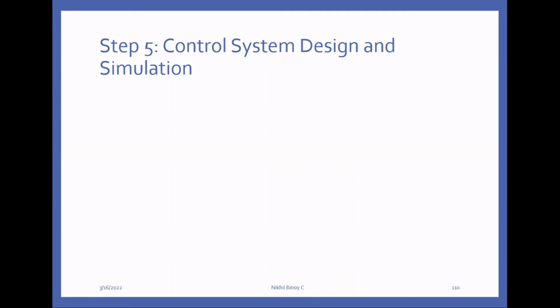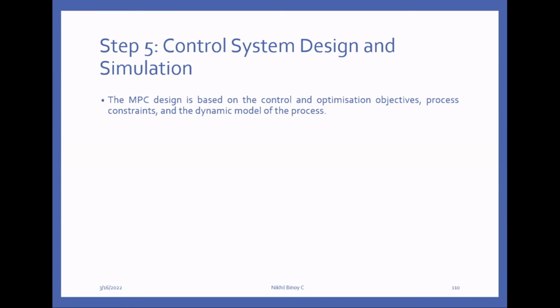Now step 5, that is model prediction, design of model predictive controller. So control system design and simulation. The model predictive control design is based on the control and optimization objectives, process constraints and dynamic model of the process. Up to this point we have discussed all these things, how to utilize the dynamic model, what is the importance of objectives, etc. By using all these things we have to design the model predictive controller.